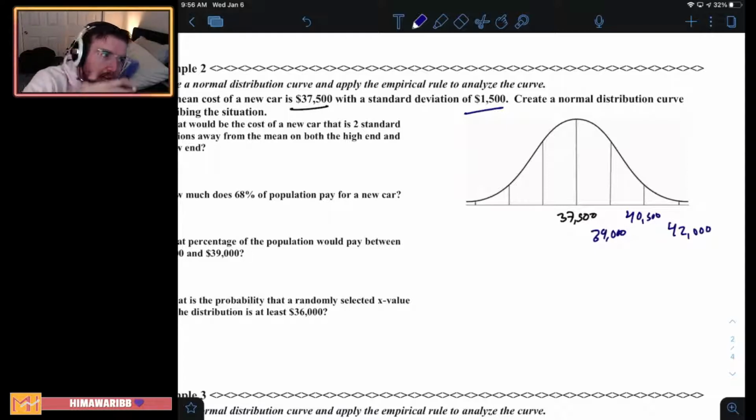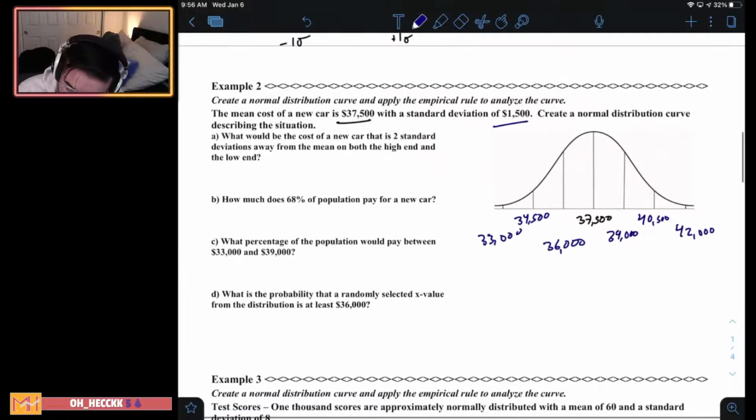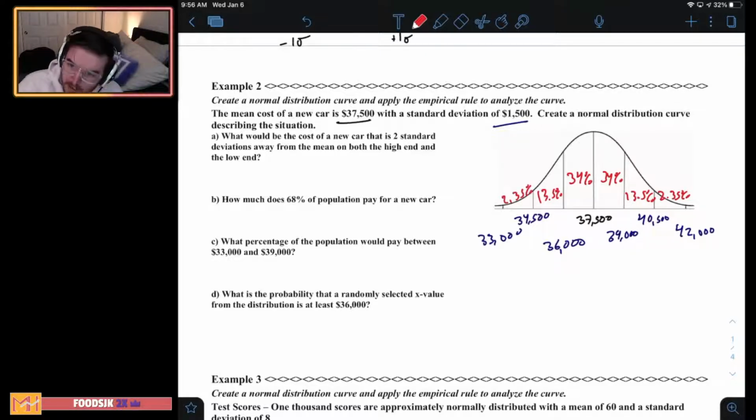And then I'm going to subtract going the other direction. 36,000, 34,500, 33,000. And let's fill in those percentages. 34% is here and here. 13.5% is here and here. 2.35% is here and here. And 0.15% is here and here.